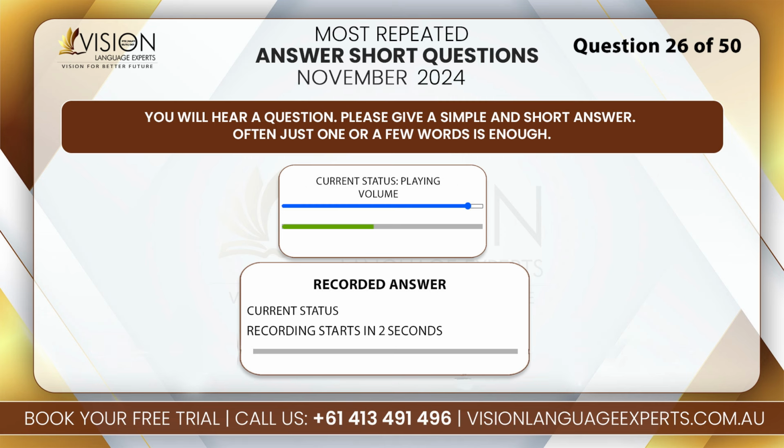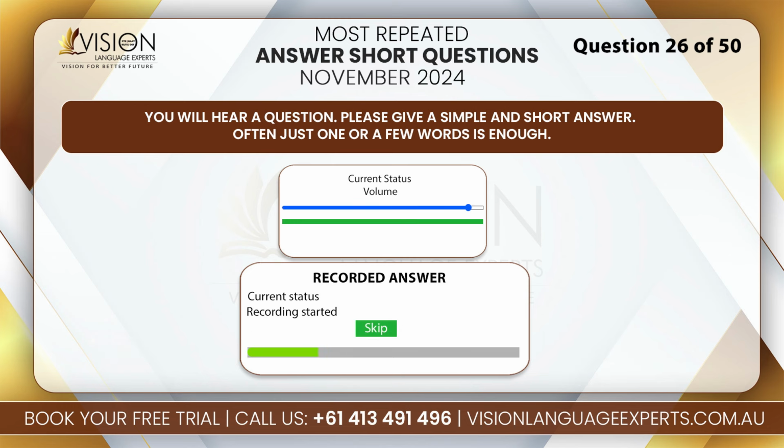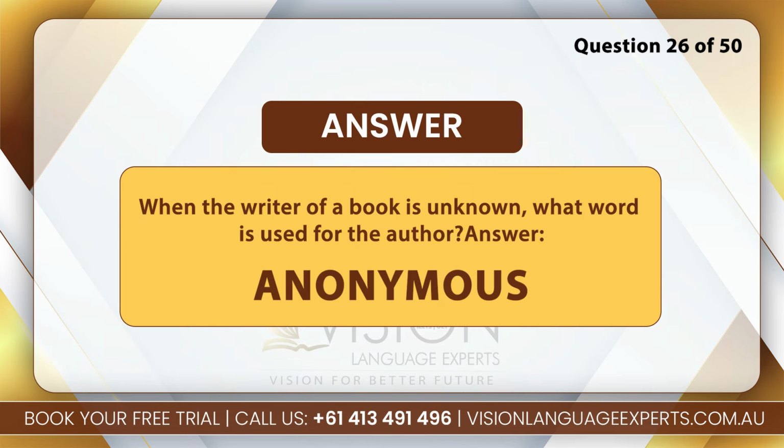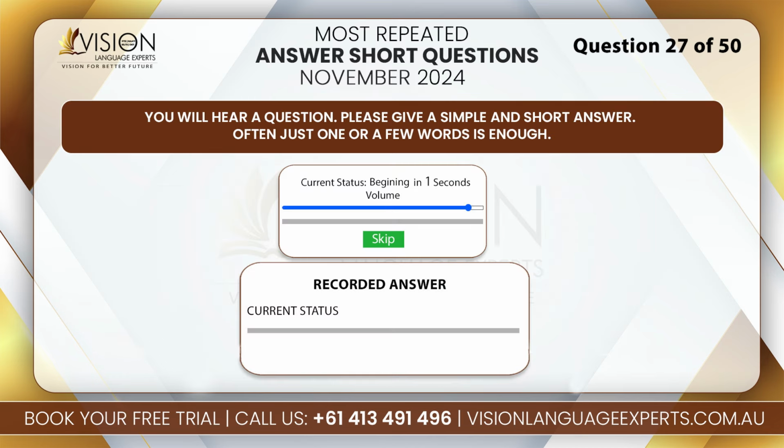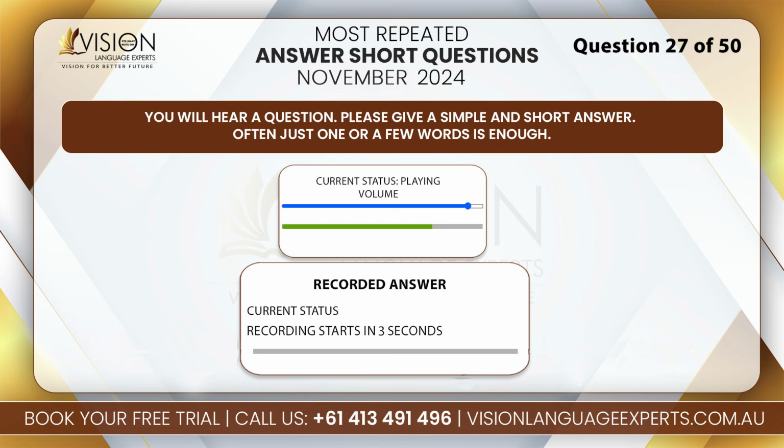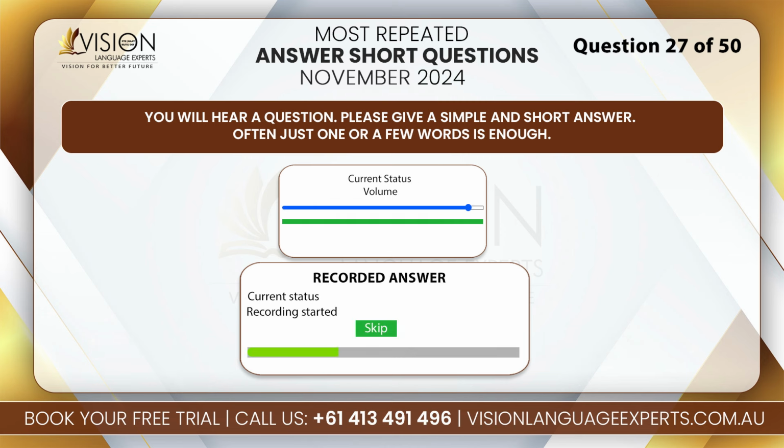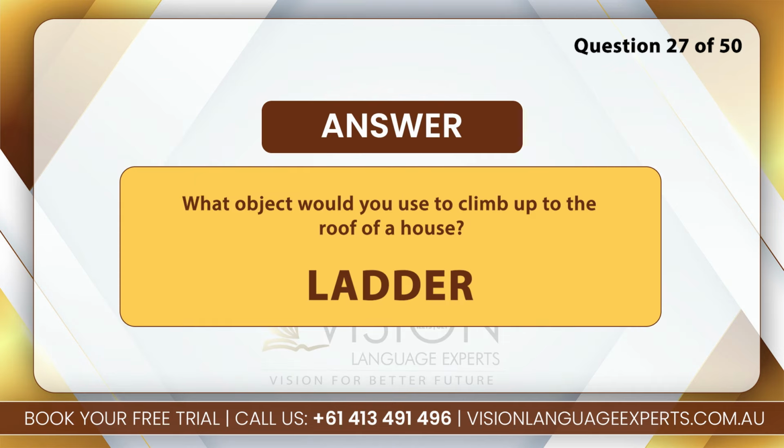When the writer of a book is unknown, what word is used for the author? Anonymous. What object would you use to climb up to the roof of a house? Ladder.